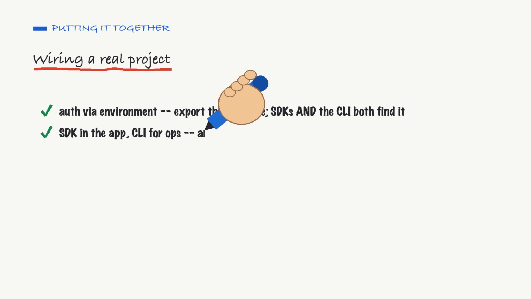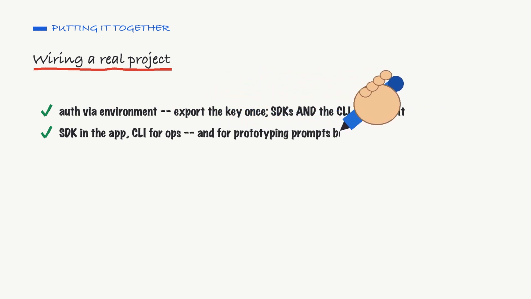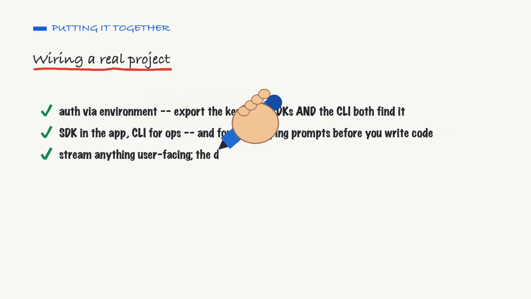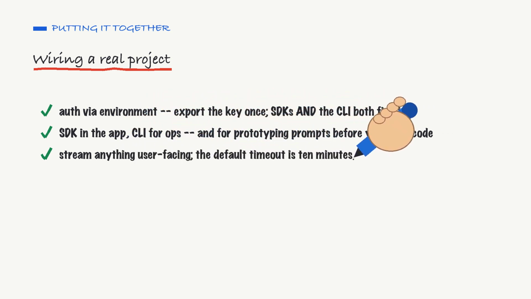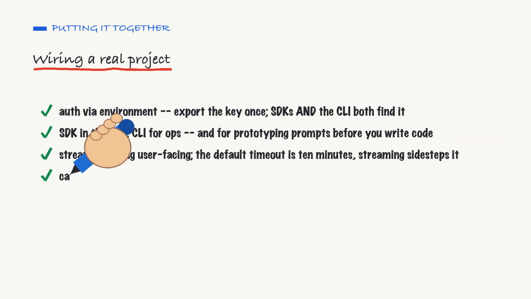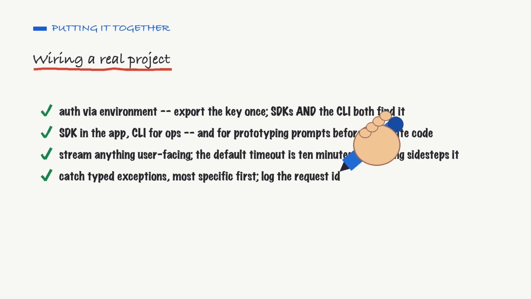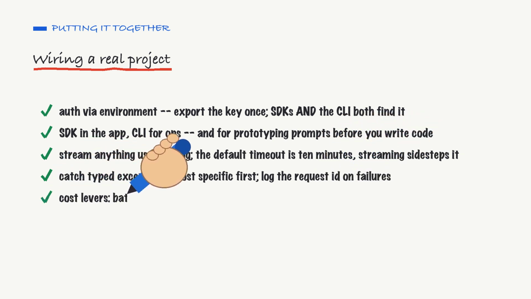Auth from the environment, export the key once. SDKs and CLI both find it. Never hardcode. SDK in the app, CLI for ops and for prototyping prompts. Stream anything user-facing. Catch typed exceptions, most specific first, and log request IDs.